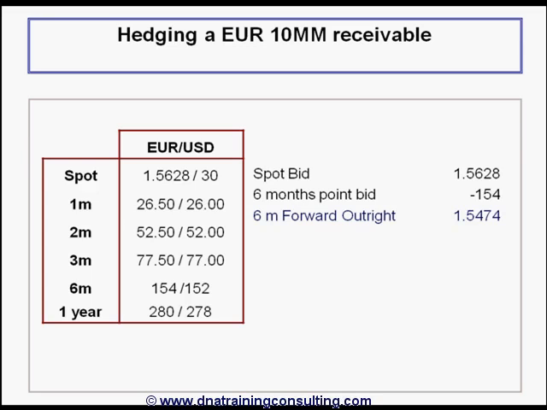From the moment she executes the short forward hedge, the treasurer has become immunized in the aggregate to any fluctuations in the euro-dollar spot rate, since she has locked in a fixed amount of US dollars that she will receive under the FX forward hedge, irrespective of the actual spot rate at that time.